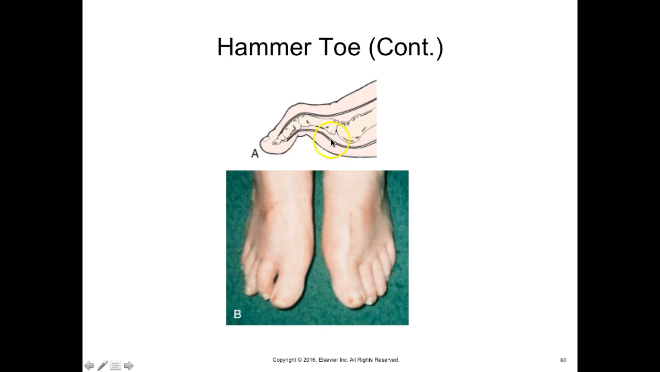So here we can see hammer toe. You can see the toe here. All right, so this would be the one affected, and you can see how instead of lying flatter here, it's actually at an angle.